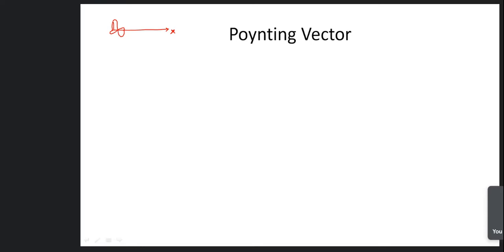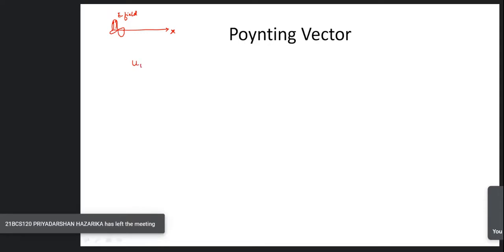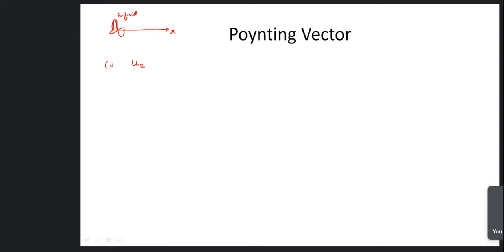So as there are two components of electromagnetic wave, energy due to E field plus energy due to B field will make up the energy propagating with this electromagnetic wave. So for that, let me write U subscript E. This is energy density. Units joule per meter cube.